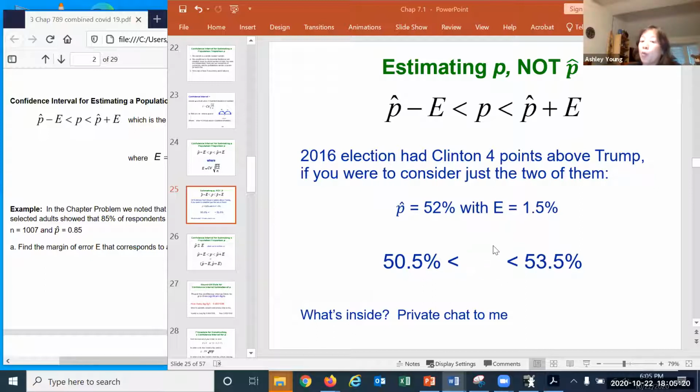But again, my point of this is, what we're trying to guess inside of here is P, the proportion of people in the whole country who are going to vote for Trump or going to vote for Biden or whatever. So you guys understanding what we're saying? P is what goes inside of here. We're trying to guess at what the whole country is going to say. Not p hat. I know what my sample was. I don't know what the whole country is. That's what I'm trying to estimate.